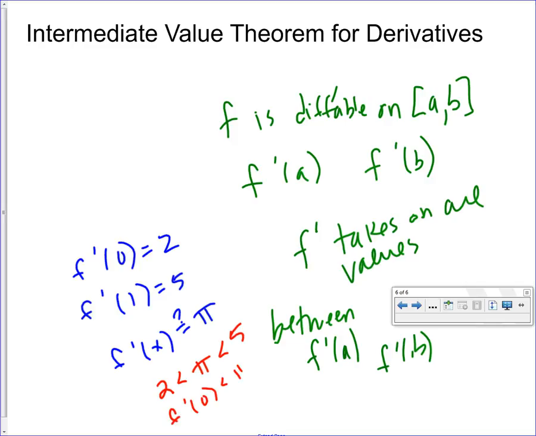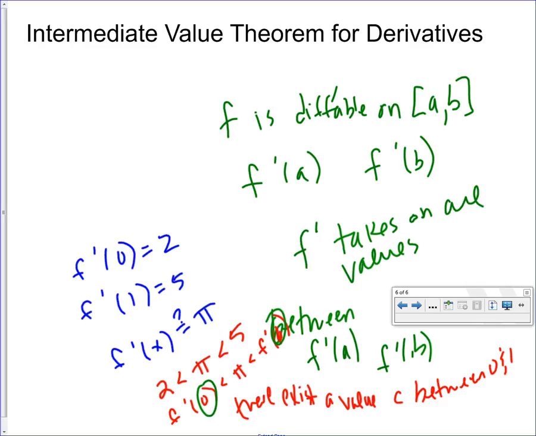So it's between the derivatives. So that means that there exists a value, and I'm just going to call it c. And c in this case happens to be between these two x values, 0 and 1. So there exists a value c between 0 and 1 such that the derivative of f at c is equal to pi by the intermediate value theorem for derivatives.